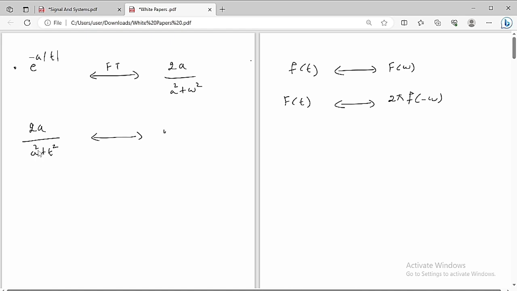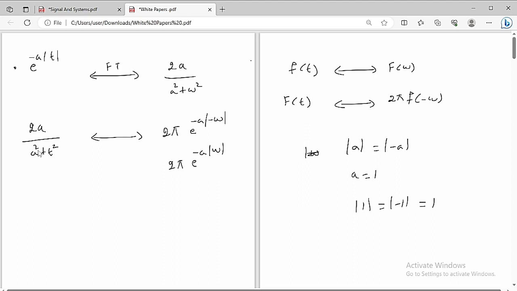So what is the Fourier transform? 2 pi into, here I have to replace t by minus omega. So e to the power of minus a into mod of minus omega, and mod of minus omega is equal to mod of omega only. So 2 pi into e to the power of minus a mod omega. Minus omega or plus omega is the same because anyhow you always get a positive value. So omega, either you take a negative value or a positive value, it is the same because modulus of A is equal to modulus of minus A. If A is equal to plus 1, then mod of 1 is equal to mod of minus 1, which is equal to 1.